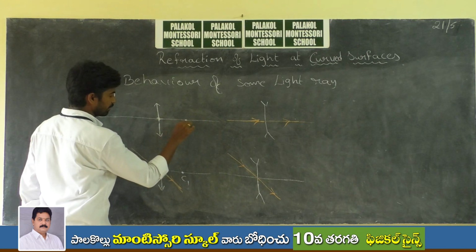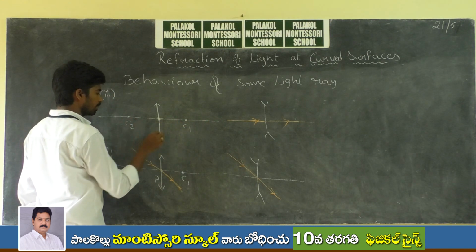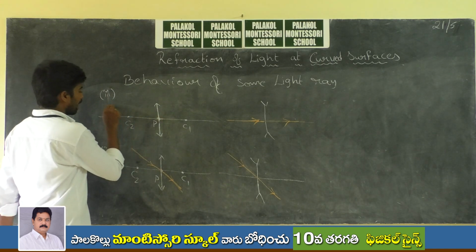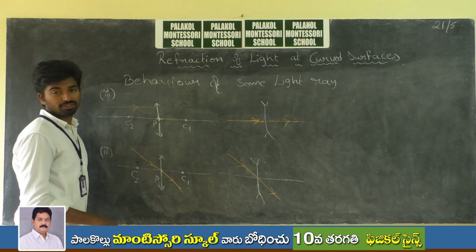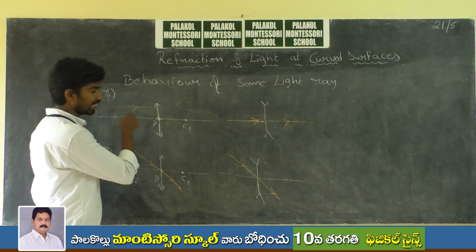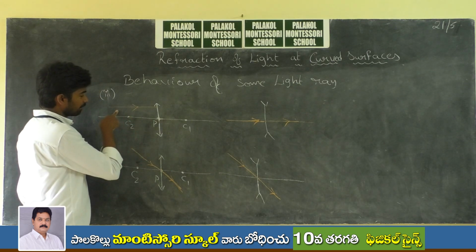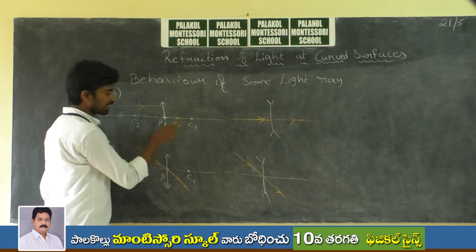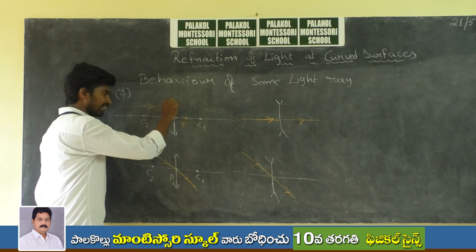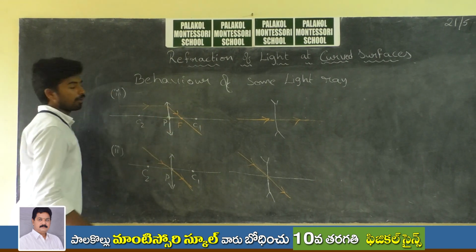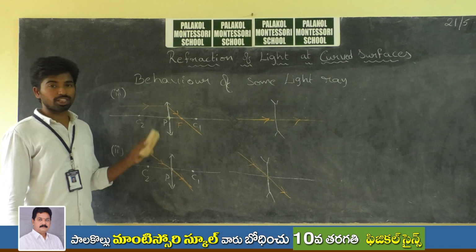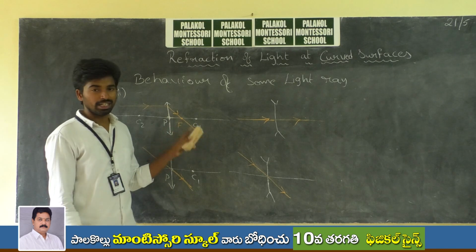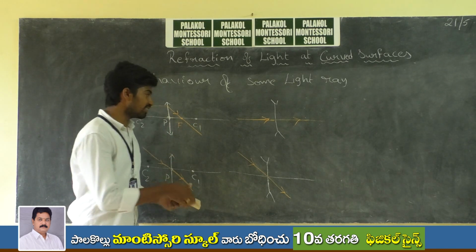Center of curvature C1, center of curvature C2, pole P. Let us consider a light ray parallel to the principal axis. How will the direction of the light ray change? How will the light ray be deviated? When the light ray is parallel to the principal axis, the light ray will pass through the focus point. The light ray will be directed towards the focus point. The refracted light ray passes through the focus point. So let us see the case of the concave lens.